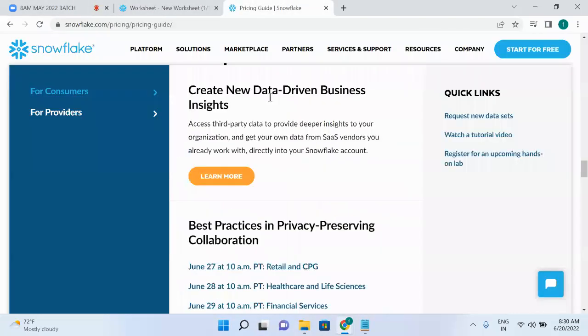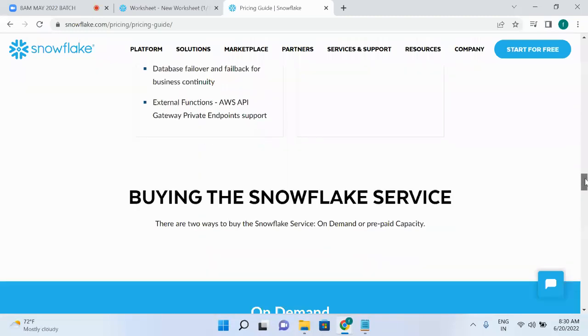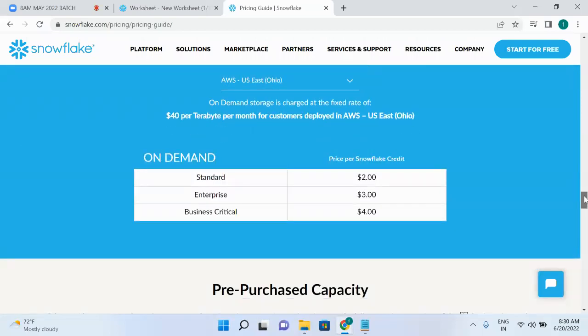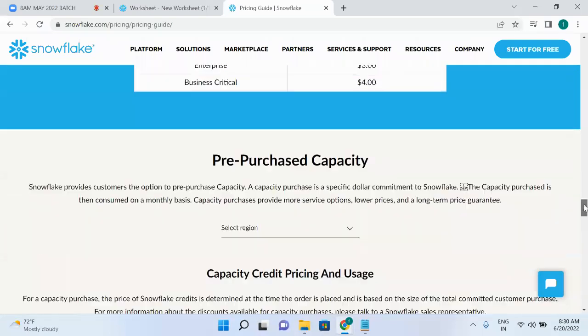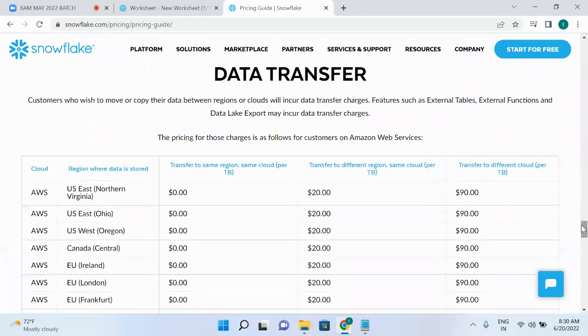Sorry, guys. Okay, let's come to this one. When you observe this, along with this, other charges will be included. Based on pre-purchase, we know there are data transfer charges.